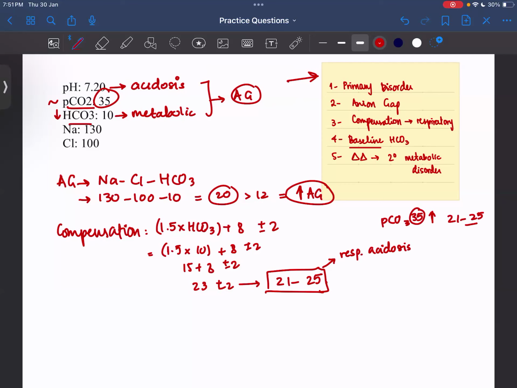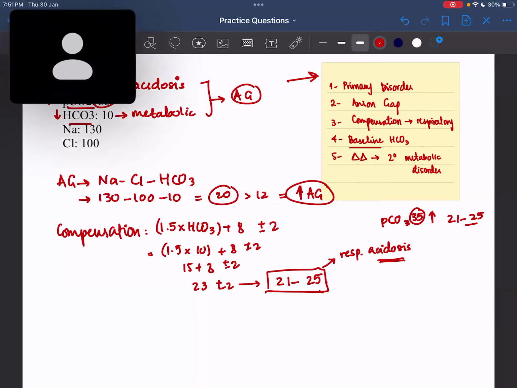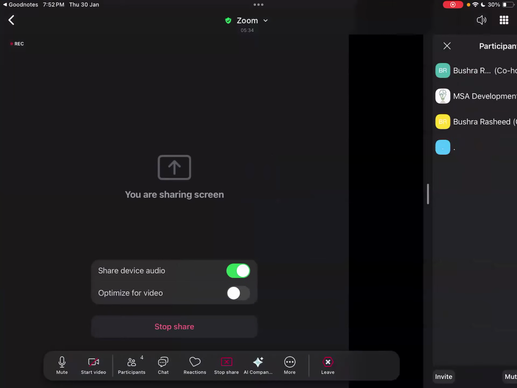Our PCO2 of 35 is higher than the range they've provided, or the one that we've calculated, 21 to 25. When PCO2 is higher, of course, this is not compensation. This is not normal anymore. We have a secondary disorder, and in this case, it is respiratory acidosis because the PCO2 is higher than what it's supposed to be. Does that make sense? Okay, I'm going to assume that it does, and then I will move on.